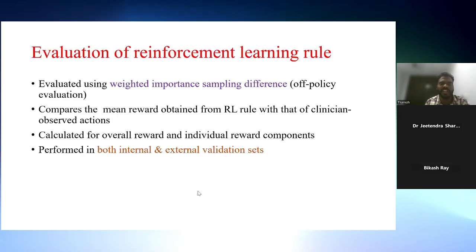Coming to evaluation of the reinforcement learning rule, they used weighted importance sampling. With the weighted importance sampling difference, they evaluated the performance of the reinforcement learning rule. How did they do it?